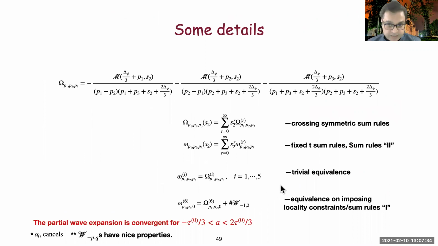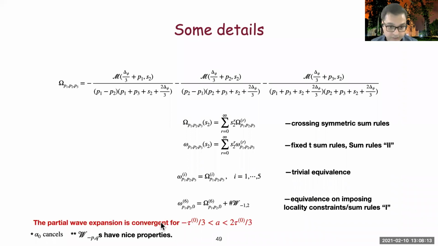And very briefly, some details. So there were these little omega sum rules that we had in the fixed T dispersion relation. So in order to reproduce those sum rules from the crossing symmetric approach, we define a new quantity. So this capital omega is what follows from the crossing symmetric dispersion relation. This little omega follows from the fixed T dispersion relation. And then when you do this expansion, you will find that there are trivially some of these conditions that are automatically equal. And then there are some other conditions which become equal only when you impose the locality constraints.